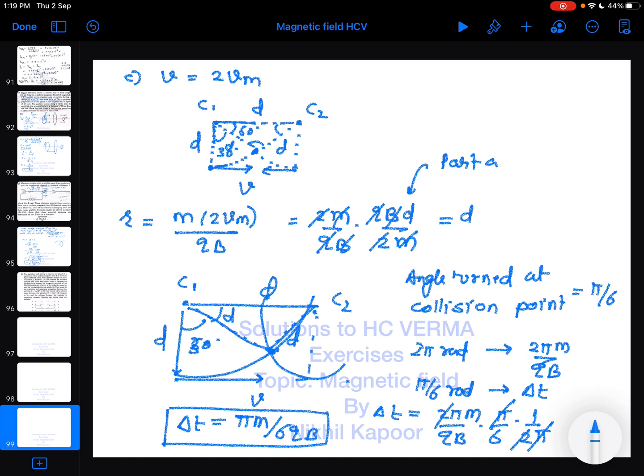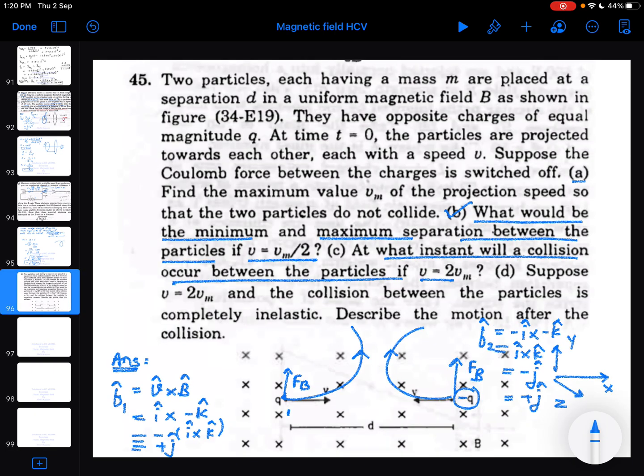So pi m upon 6 qB is the time instant at which the particles will collide, because they will turn by 30 degrees. This is very clear: this radius is d, and when they collide this is also d and this is also d, that forms an equilateral triangle, this is 60. So obviously when they collide the angle turned by each particle is 30, and for turning 30 degrees the time interval can be found by using the unitary method, by cross multiplying like this.